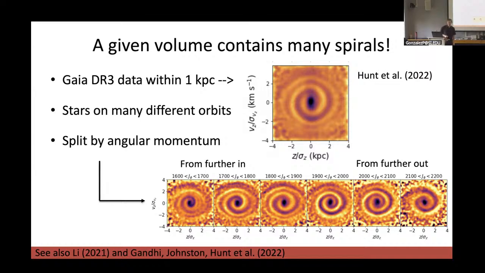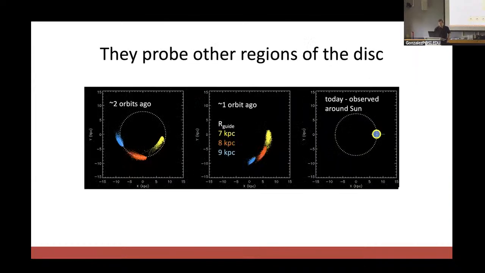And so you can split this local volume by angular momentum, and you'll get a bunch of different phase spirals, right? You may not be able to tell too much difference between plots next to each other, but if you go all the way from the left, you start going down, up and round. On the right, you start going up, down, and round. Like this one's obviously less wound than this one, right? You have different spirals all stacked on top of each other. This is great because they actually probe different regions of the disk if we can learn to utilize them properly.